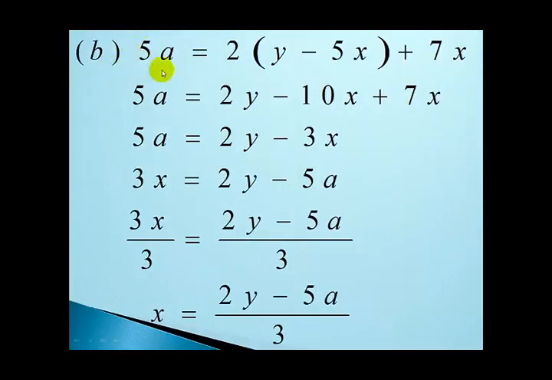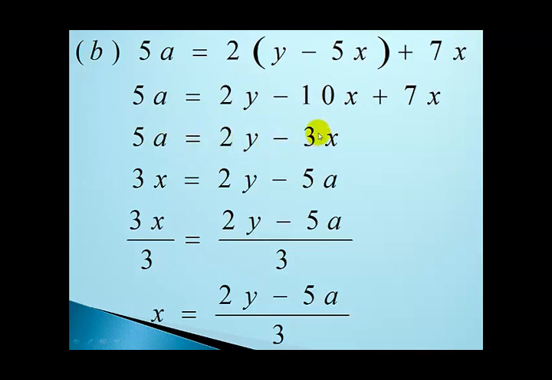Now, considering the example in B, given 5a equals 2 into bracket y minus 5x plus 7x, we are also making x the subject. We can see that we have the x in the bracket and we also have x here. To group all the x on one side, we have to expand the bracket first. Now 5a on the left is equal to 2 times y equals 2y. And 2 times minus 5x equals minus 10x plus 7x. Now 5a equals 2y minus 10x plus 7x will give us minus 3x. So 5a is equal to 2y minus 3x.